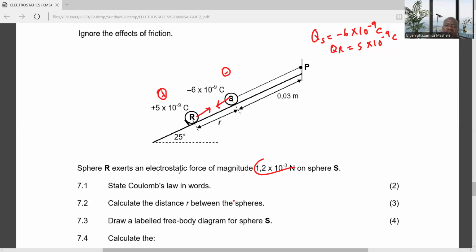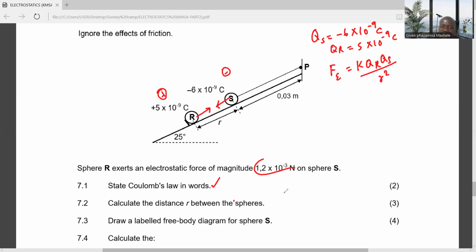The first question says state Coulomb's law in words. I believe you can do that. The second question says calculate the distance R between the spheres. So I want to know the distance R between the spheres. What are we given? We're given an electrostatic force. So electrostatic force is equal to K, charge on R multiplied by charge on S, divided by the square of the distance between them.